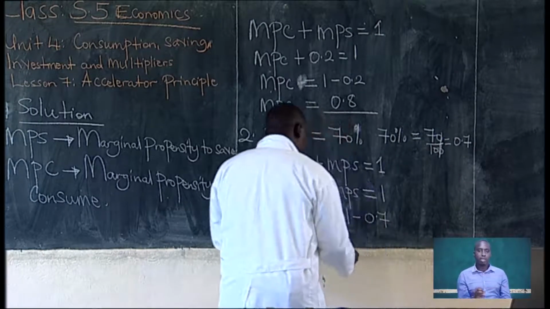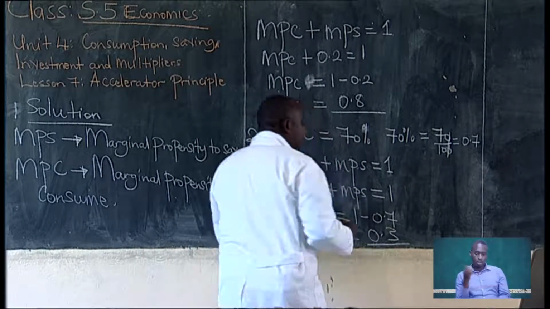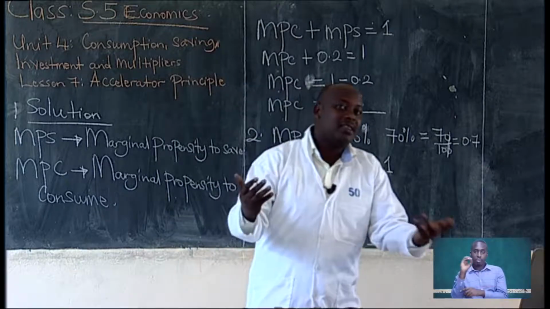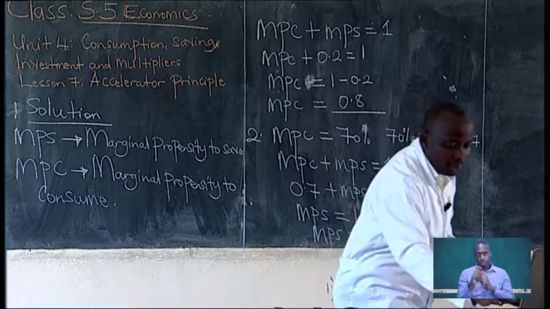Now, our marginal propensity to save is 0.3. And when it is expressed in percentage, it will be 30%. That is the second question.